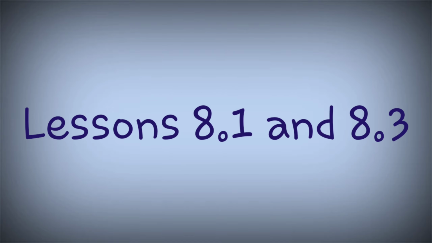So there you go, a quick lesson with estimating diameters, finding perimeters, and understanding the areas of circles. This corresponds with lessons 8.1 and 8.3 in your book.